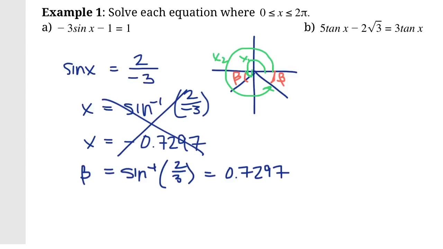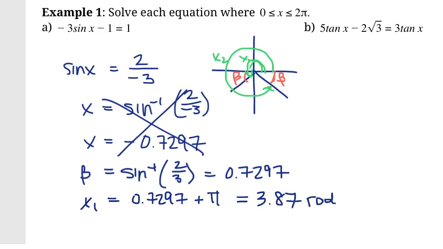So how do we find x1? Well, if we look, it's just like you've gone around 180 degrees, or pi, plus beta. So x1 is just going to be 0.7297 plus pi, which gives us approximately 0.7297 plus 3.14159, which is 3.87. And of course, that is in radians, right? It's an angle in radians.